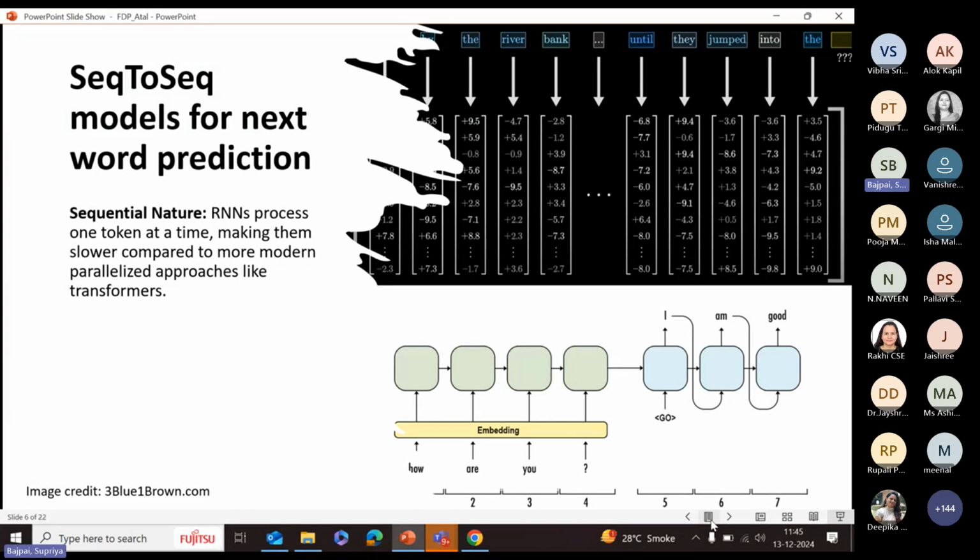So let's start with the first sequence to sequence model. In the 1990s, for natural language processing, RNNs or recurrent neural networks were designed to handle sequences of data, like sentences or time series information. It was different from traditional neural networks, which treat each piece of input independently. RNNs are special because they have memory. They can remember the information from the previous step in the sequence before processing the new one.